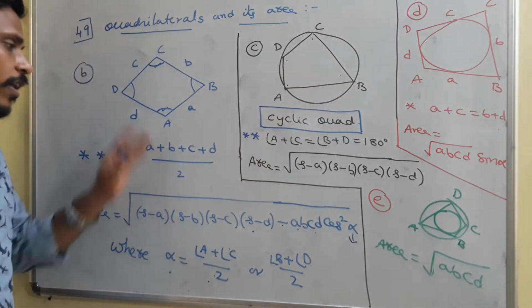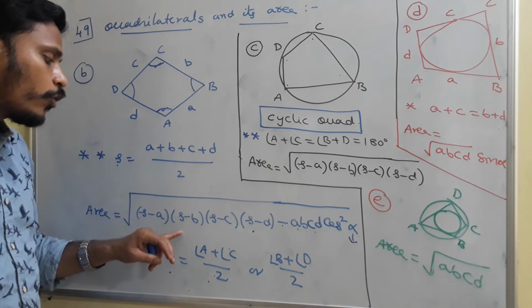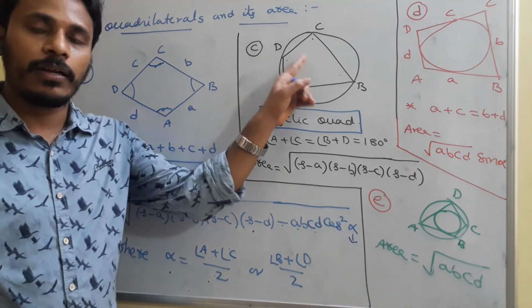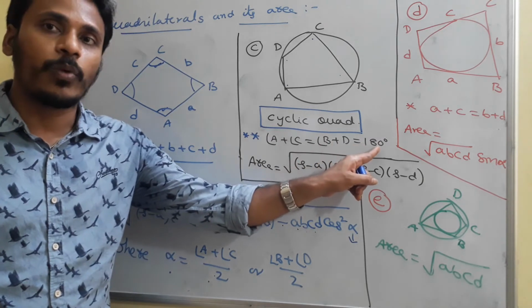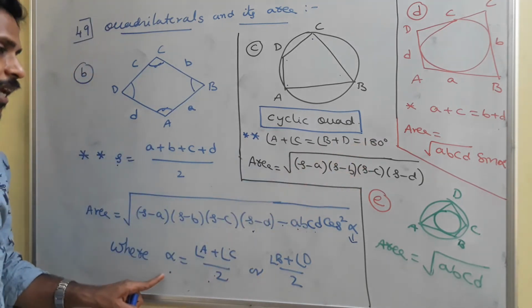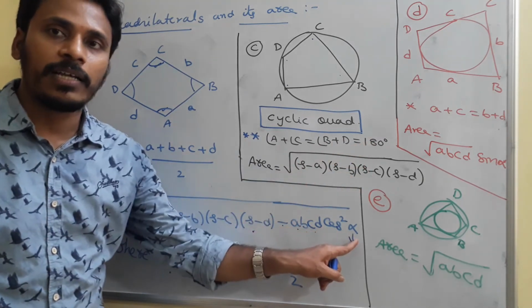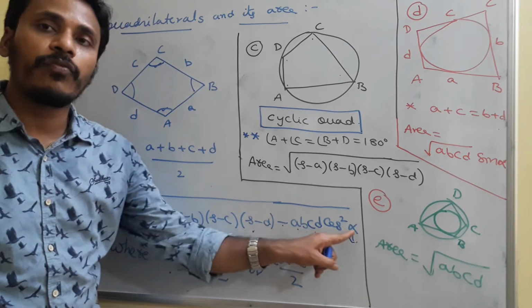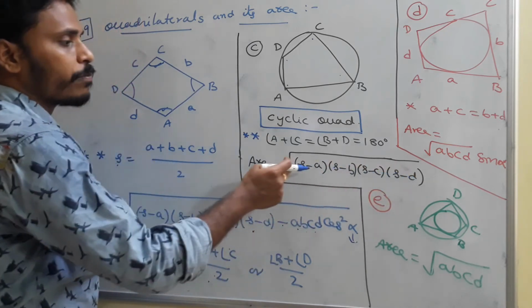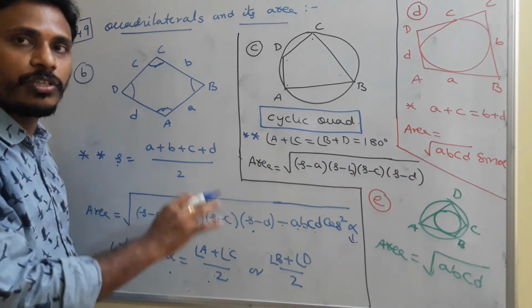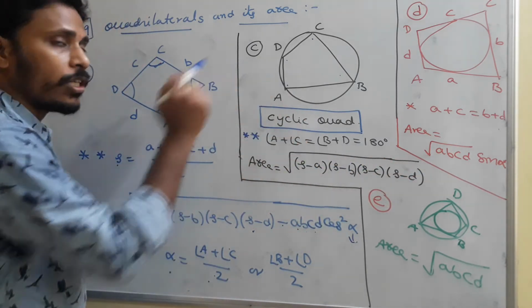Then this is the area for a regular quadrilateral, and you need to modify it for a cyclic quadrilateral. How can we modify it? Just by using this A plus C and B plus D as 180. So you get alpha as 90. If alpha is 90, cos 90 is 0, so you don't have this particular term. So this is the area: root of (S minus A)(S minus B)(S minus C)(S minus D) is the area. Right, you just leave it.